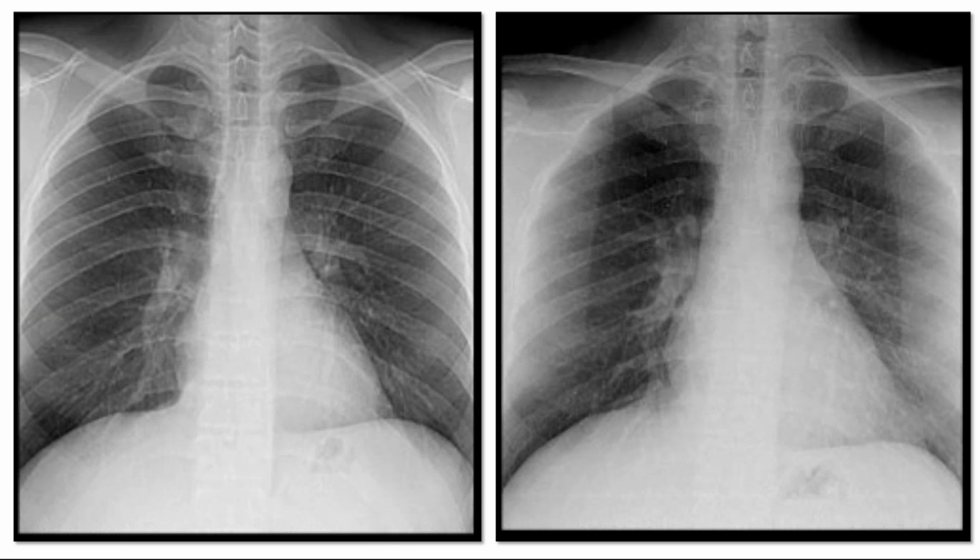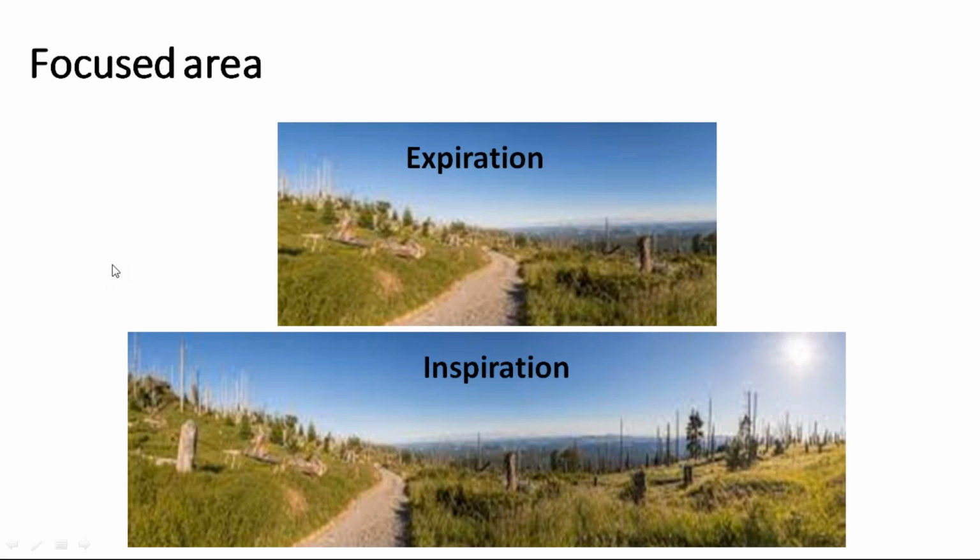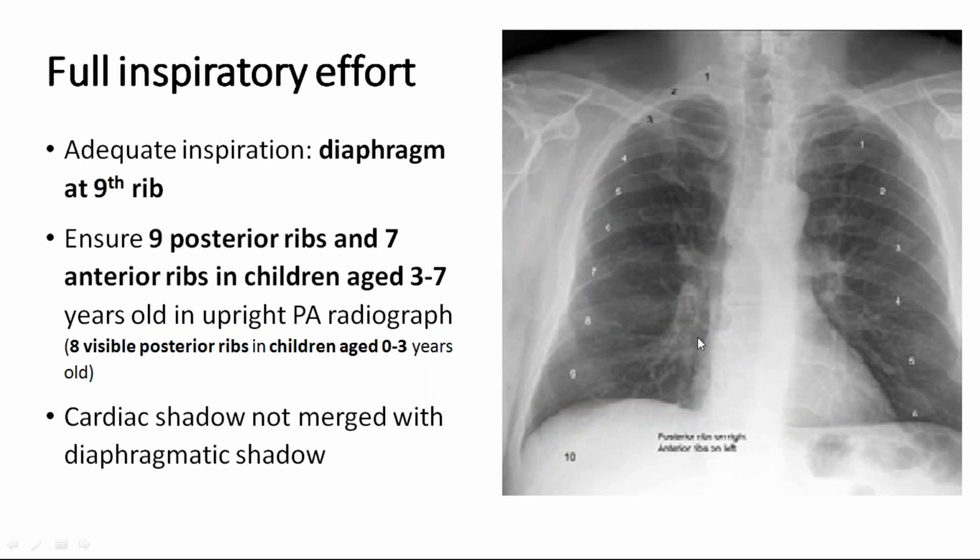Then you can also see what other things you notice, such as whether it is an expiratory or inspiratory film. In inspiration, you are expanding the lung. In expiration, you are contracting the lung, just as in the visual field of this photograph, just like in the X-ray. Full inspiratory effect is diagnosed by these parameters. Adequate inspiration shows the diaphragm at the 9th rib. If you count, starting from the clavicle, 1, 2, 3, 4, 5, 6, 7, 8, 9. So 9 ribs must be visible, and the diaphragm is usually below that, at 8 or 9.